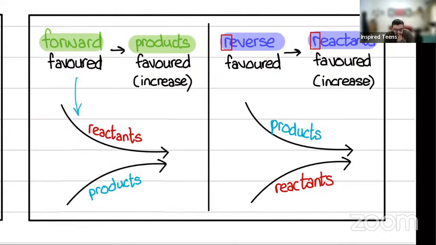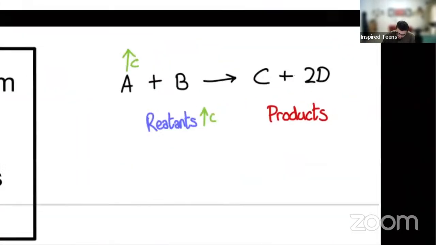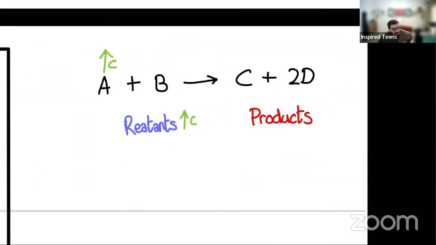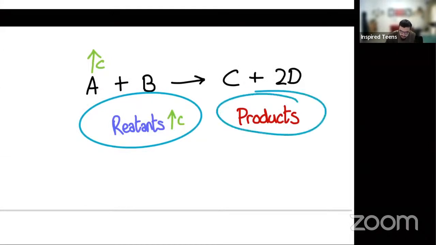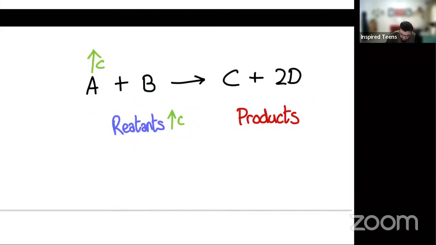When the reverse is favored, the reverse reaction uses up products to form reactants. So when we favor the reverse reaction, the amount of products decreases and the amount of reactants increases. Okay, so let's go back here. If I increase the concentration of a reactant, the other side is favored. Whenever you increase the concentration of anything, the other side is favored. So what does it mean by the other side? Because you increase the concentration of the reactant, the product side is favored. If you want to favor the product side, you will favor the forward reaction. So therefore, the forward reaction is favored.